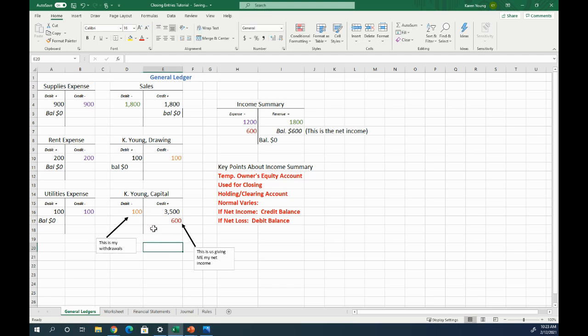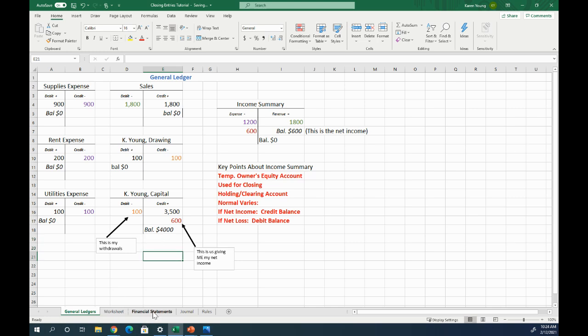Okay? So my capital account increased by the net income and it decreased by the withdrawals. My new capital balance on the books is now $4,000. Add up your credits, subtract your debits. I have a $4,000 credit capital balance.